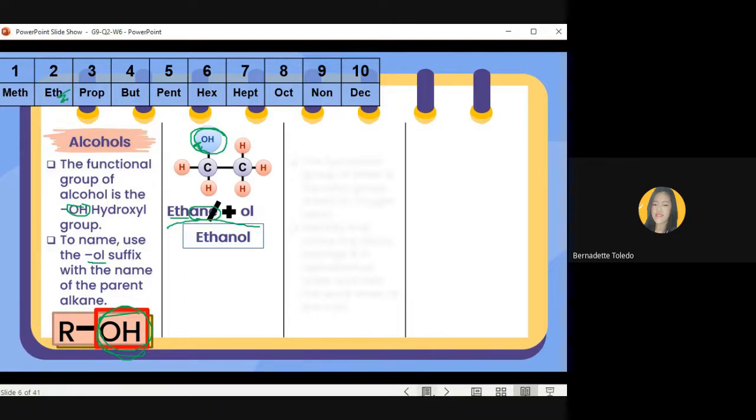Another example, let's name this one. So let's say we have a 4 carbon chain, and the prefix for a 4 carbon chain is but. Now we will have butane as our alkane group, then we will cancel E and add OL, and the name of this compound is butanol.